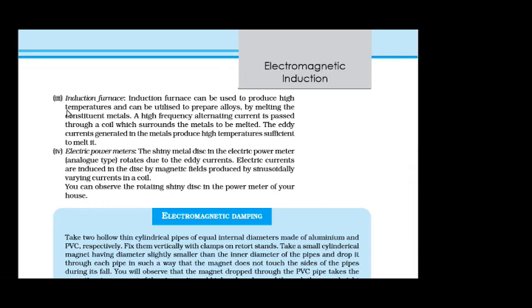Third is induction furnace. Induction furnace can be used to produce high temperature and can be utilized to prepare alloys by melting the constituent metals. A high frequency alternating current is passed through the coil which surrounds the metal to be melted.